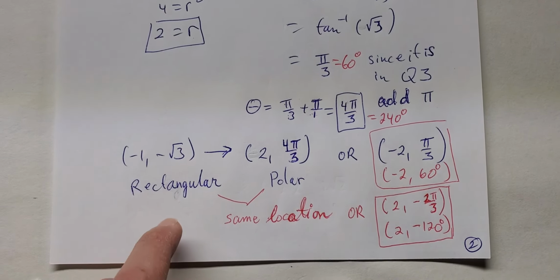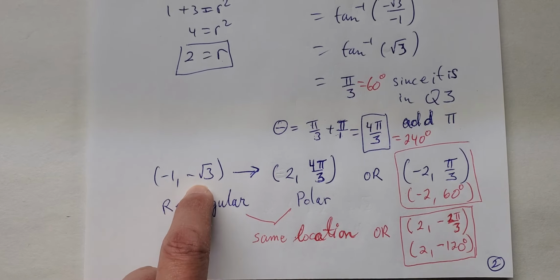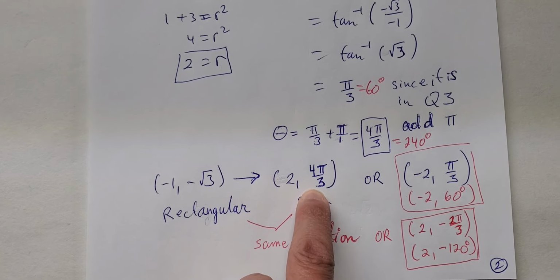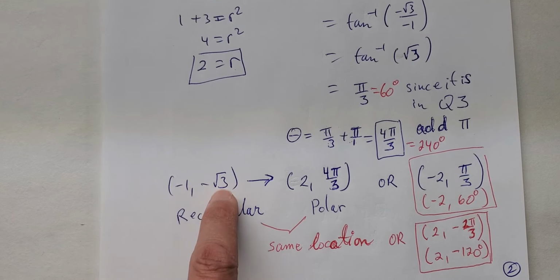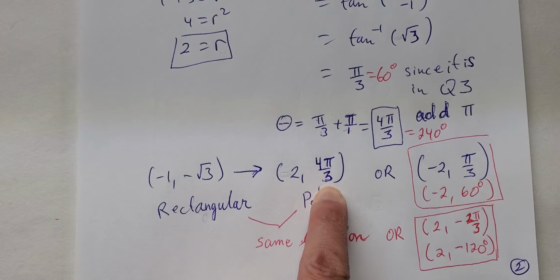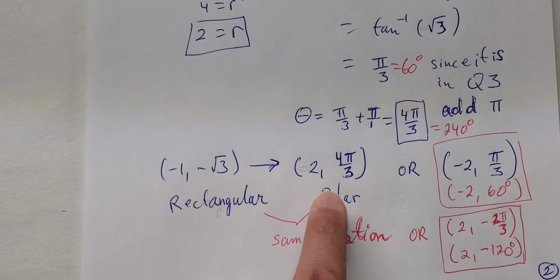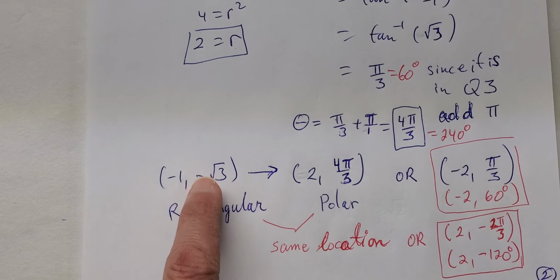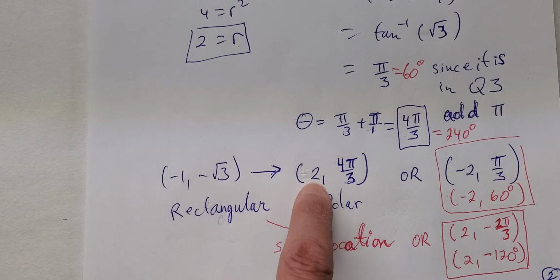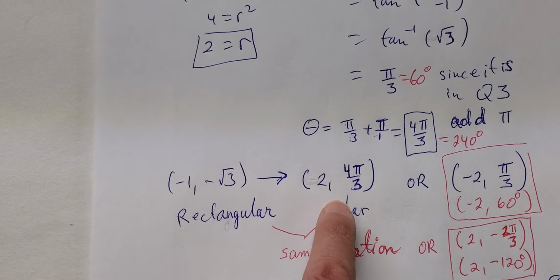So this is how you write your answer. Again, this is what was given to us: X, Y. Change it to polar, R, theta. One more time, X, Y, R, theta. And theta is always in radians. Rectangular, polar, same location, just different writing. Rectangular, X, Y; polar, R, theta. Same location, just different writing.